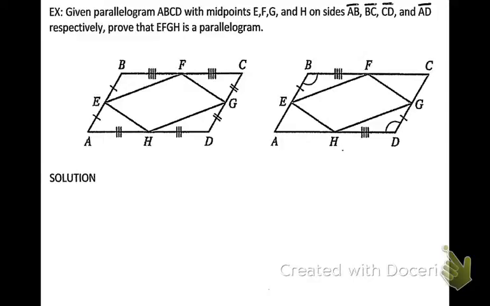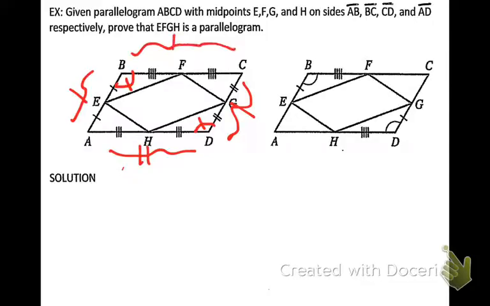Proof. So we have a parallelogram. If we have a parallelogram, we know that angle B and angle D would be congruent because the opposite angles in a parallelogram are congruent. We would also know that AB is congruent to CD and AD is congruent to BC because the opposite sides in a parallelogram are congruent.